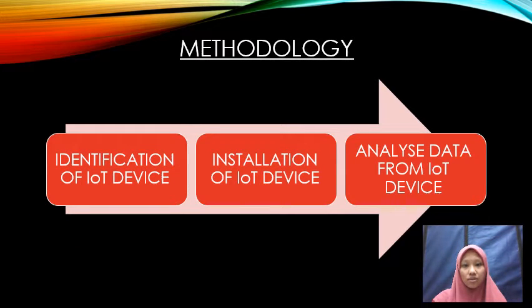To achieve those three objectives, the method is: firstly, we identify the IoT device, and then we install the device. And lastly, we analyze data from the IoT device and correlate it with the slope stability.